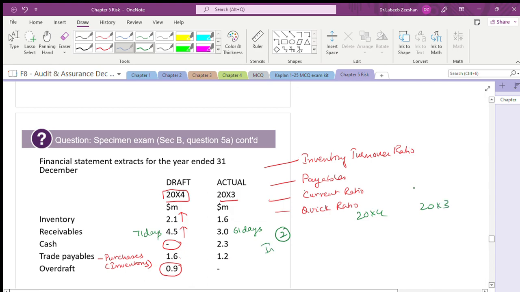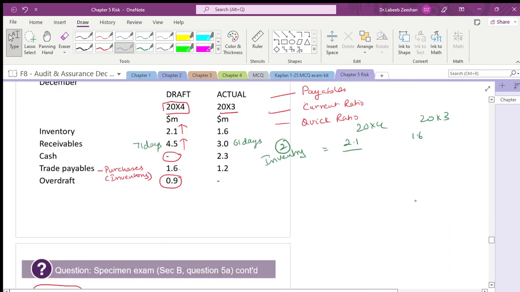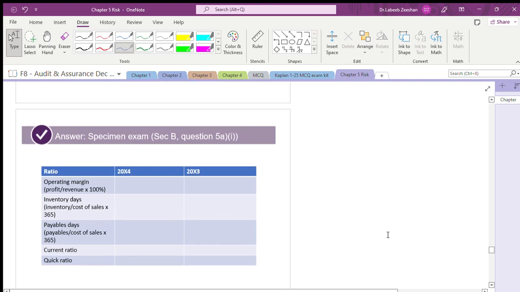Inventory is 2.1 and 1.6. 2.1 divided by cost of sales, which is 11 and 10. Multiply by 365. How much will you get? 69.7.